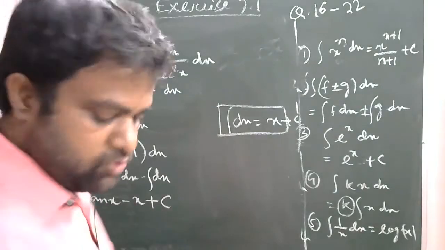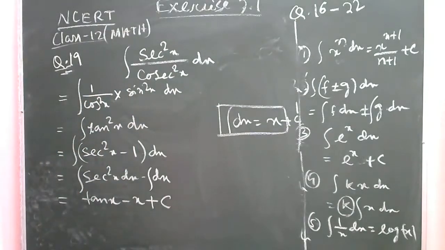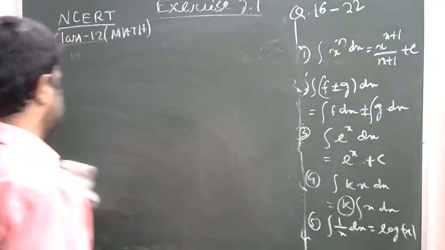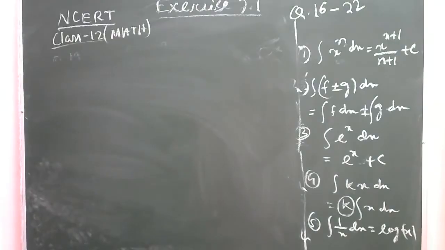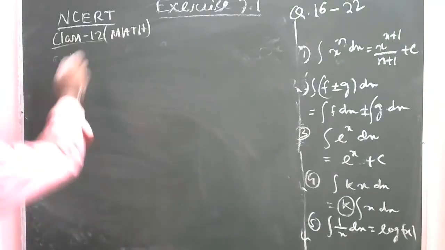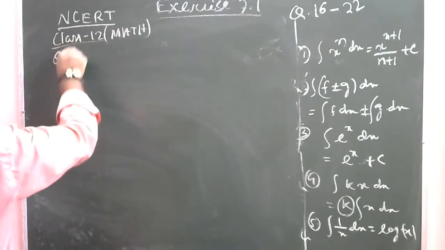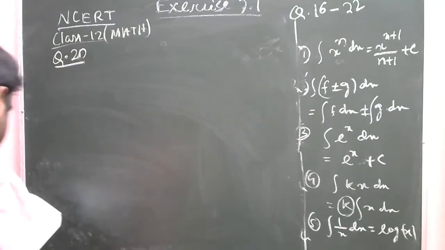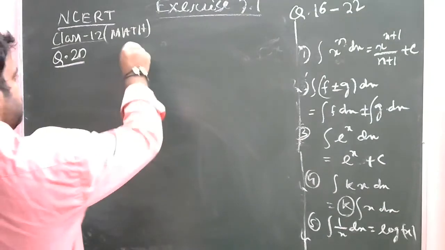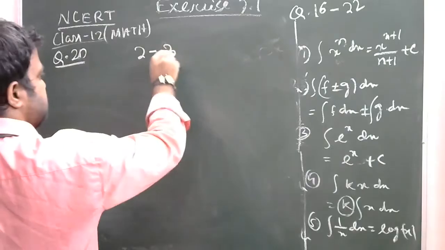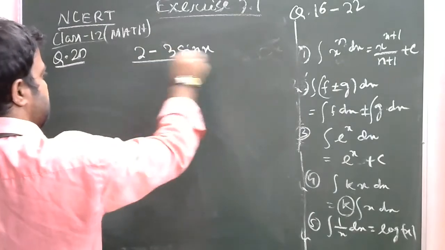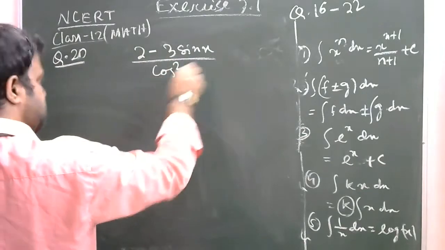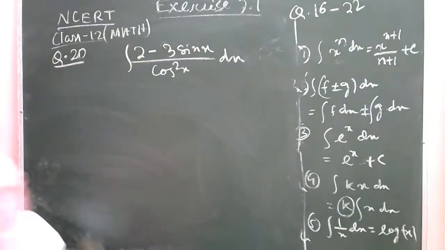Now question number 22, more questions after this, 21 and 22. So question number 20: integration of 2 minus 3 sin x upon cos square x dx.